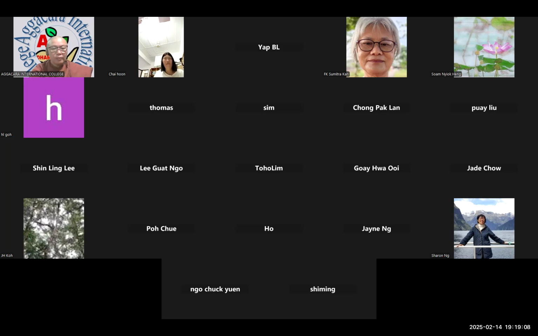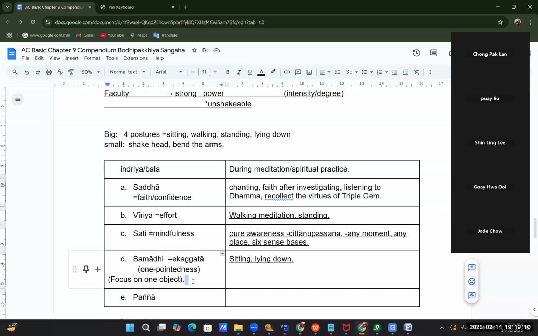Right. So basically, focus on one point. That's the meaning of ekagata. Eka is one. Gata is pointedness. So it basically means one point only.